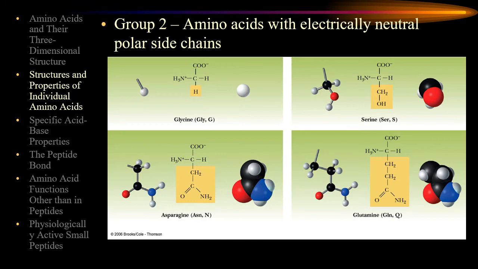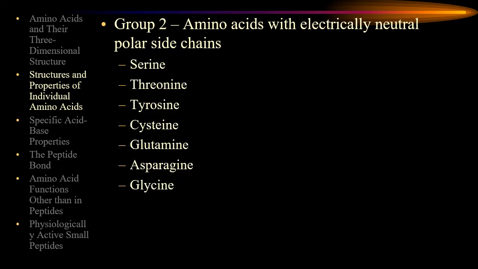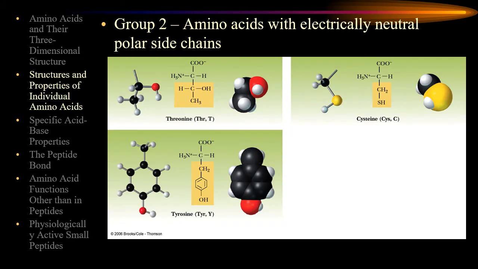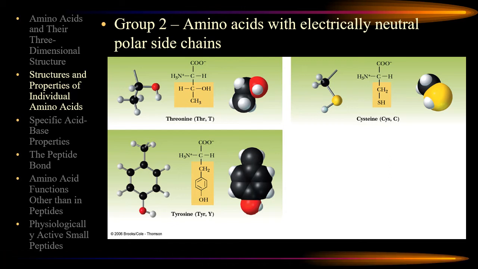We have now serine on the upper right hand corner. It has the alcohol group. Again, recall hydroxyl groups are polar. You have asparagine, which is an amide, glutamine, another amide, threonine, alcohol, cysteine, this is a thiol. Because you have a sulfur hydrogen bond present, that makes this polar. And then tyrosine. If you recall your organic chemistry, it's also a phenol, a phenolic functional group present.